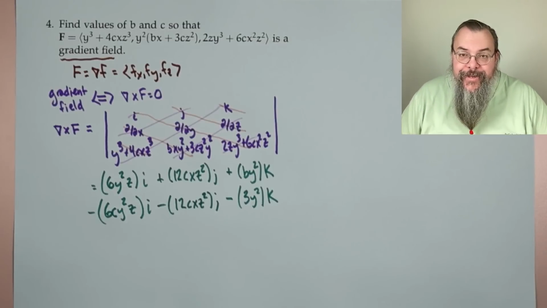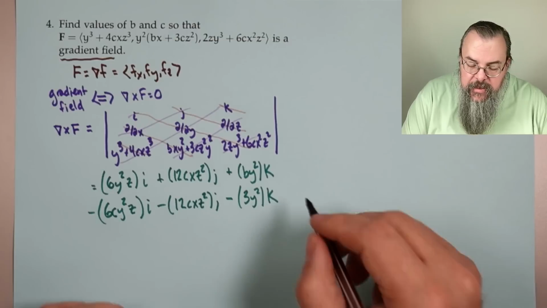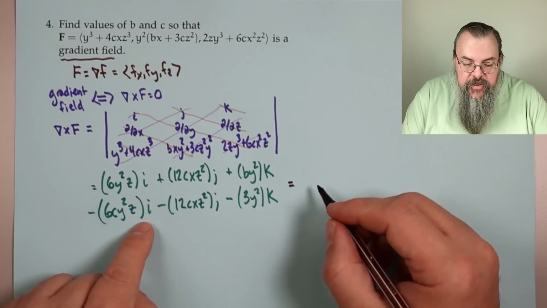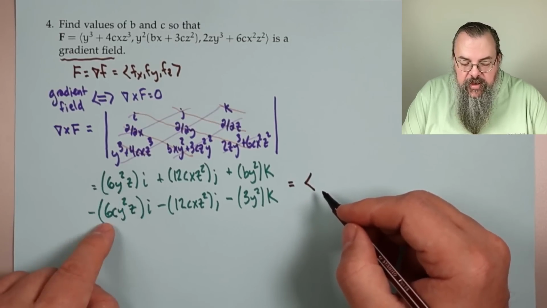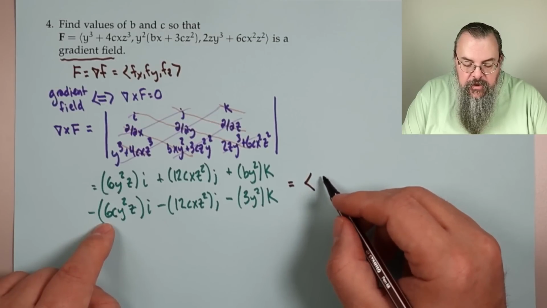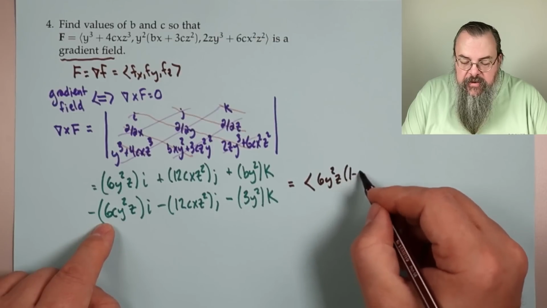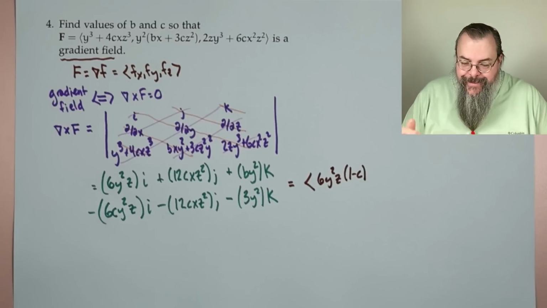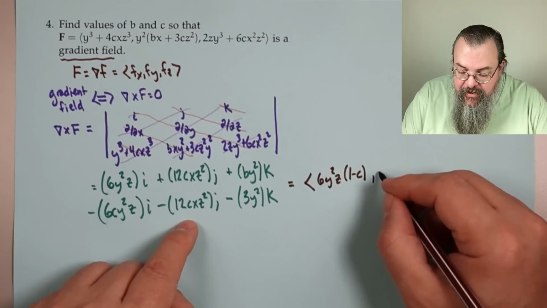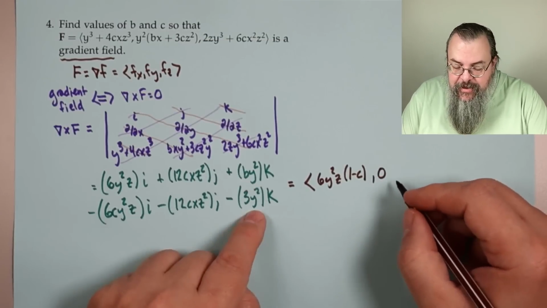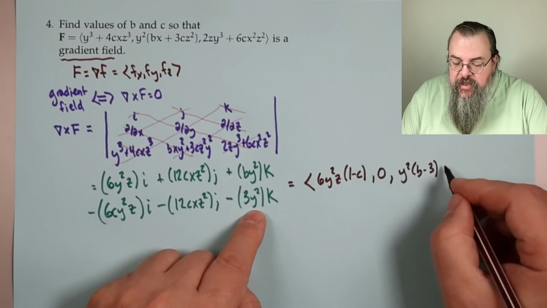All right, good. Now we start seeing what we have here. Well, this is equal to, in our first slot, the i slot, both have y squared z. Both have 6. If we factor out what they have in common, we get 6y squared z times 1 minus c. In the second slot, exactly the same, 0. In the third slot, there's a y squared we can pull out: y squared times b minus 3.